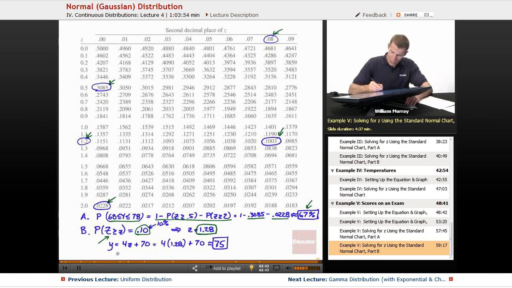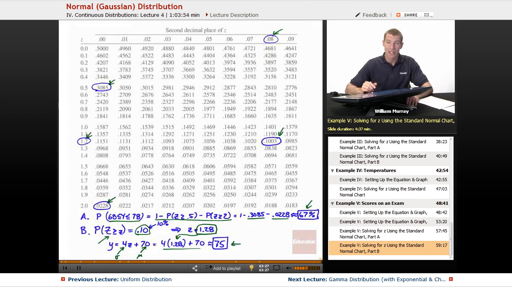Then, again, I solved that backwards with the sigma and mu from the previous page to solve for y in terms of z. I plugged the z value of 1.28 in, plugged in my sigma and mu, and I got a y score of 75. That means you have to score a 75 or better on this exam in order to land within the top 10% of students. If you're an honors student and you want to make sure you get those honors by being in the top 10%, you better score a 75 or better on this exam.